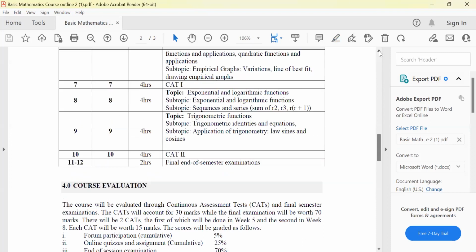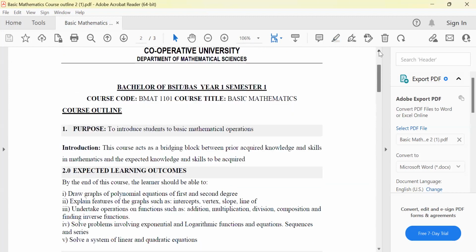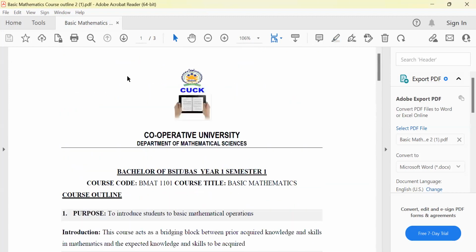Therefore, that's how we'll administer it. In fact, down there it is written that it is an online course. But we can still do it both ways, blended.